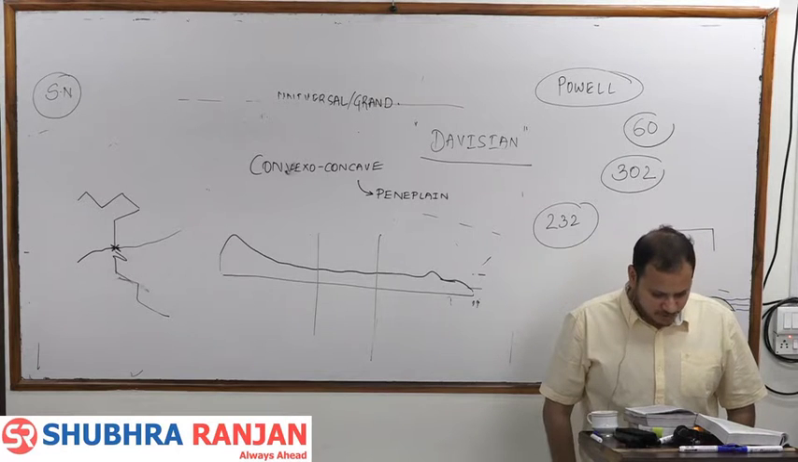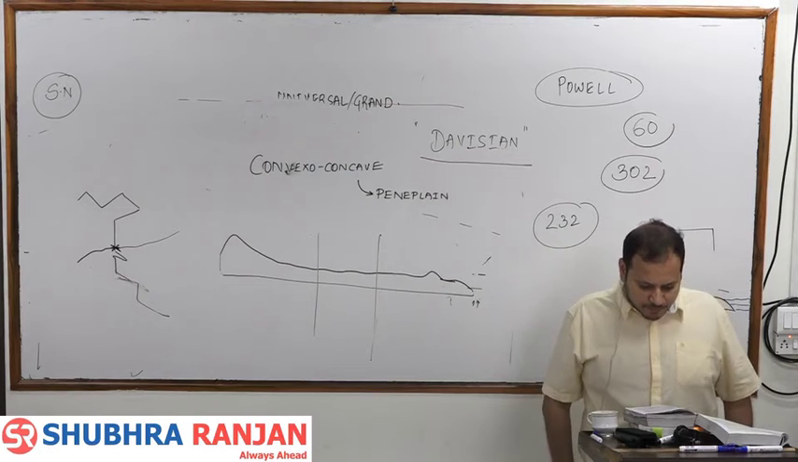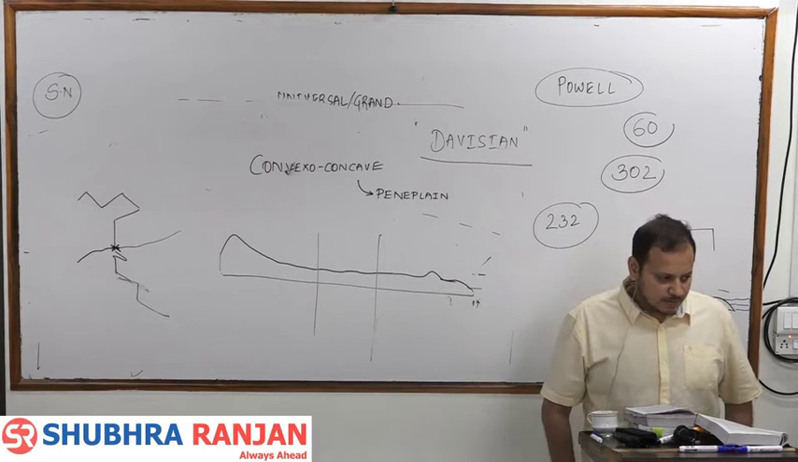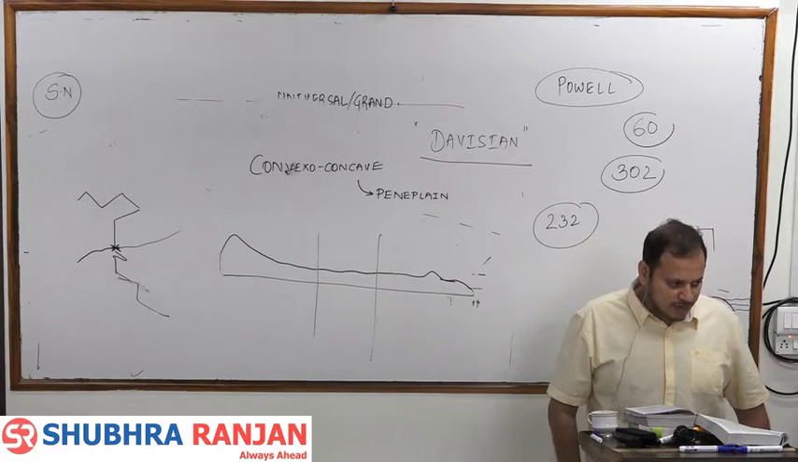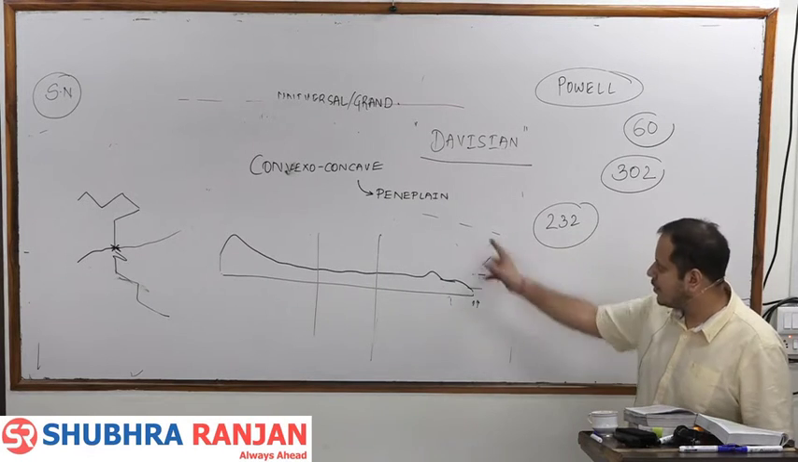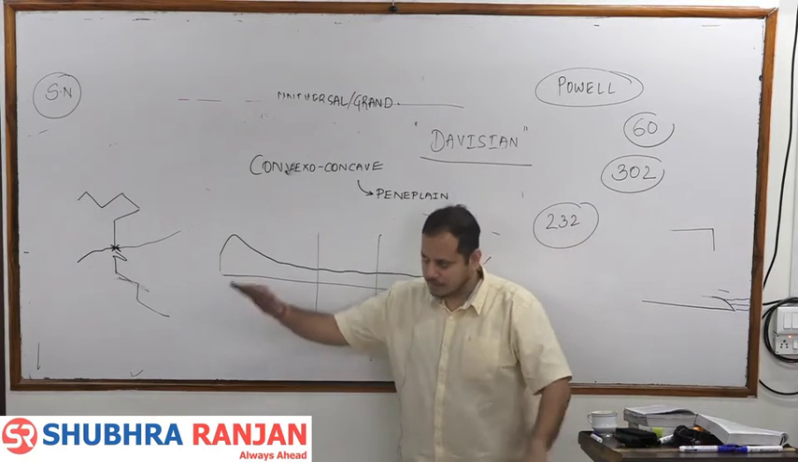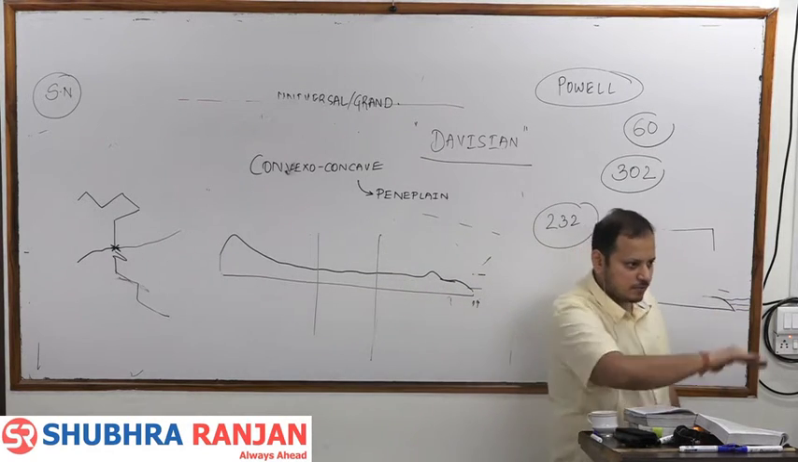Next. The formation of a featureless flat peneplain. See, in geography, flat means convex or concave. No land can be flat. Fine? It will always be undulating. ऊपर नीचे होगा ही.